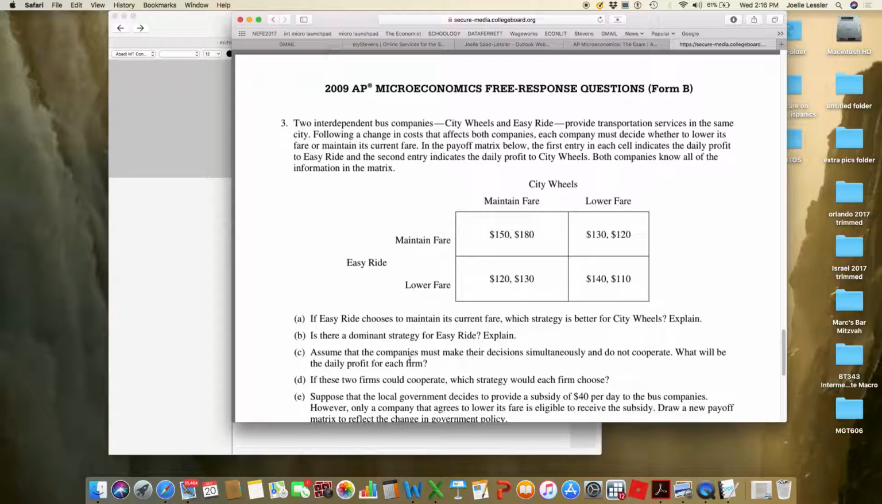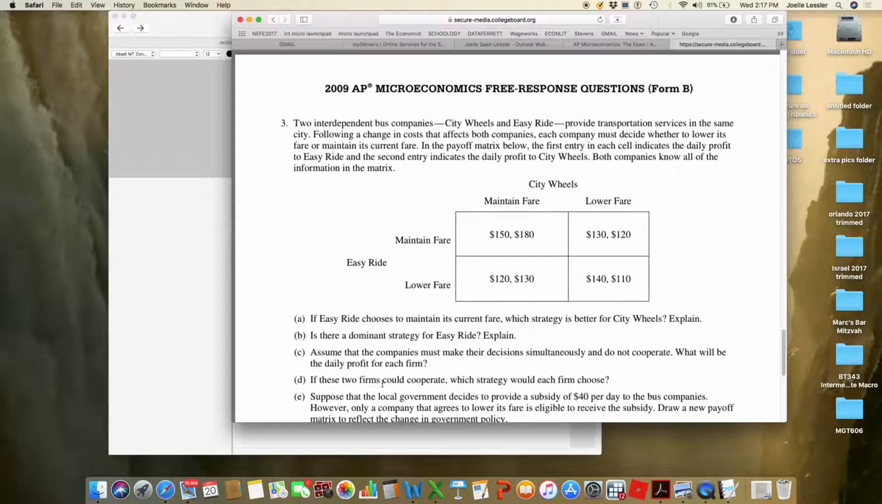Assume that the companies must make their decisions simultaneously and they do not cooperate. In other words, they do not form a cartel. What will be the daily profit for each firm? So if they do not cooperate, that means that they're playing this game, and the Nash equilibrium is for both to maintain fare. That's going to be the profit.